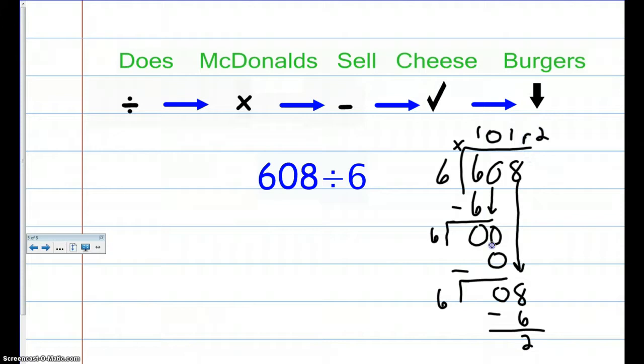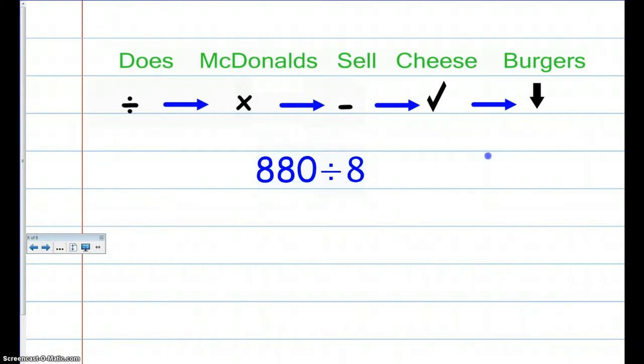Just because you get a 0 does not mean you don't go through the steps. You still have to go through all of the steps. I know it seems crazy, but you have to, because if I didn't go through the steps, my answer would have been 11 instead of 101. Go through the steps even though there's a 0. Go through all the steps until there's nothing left to bring down.